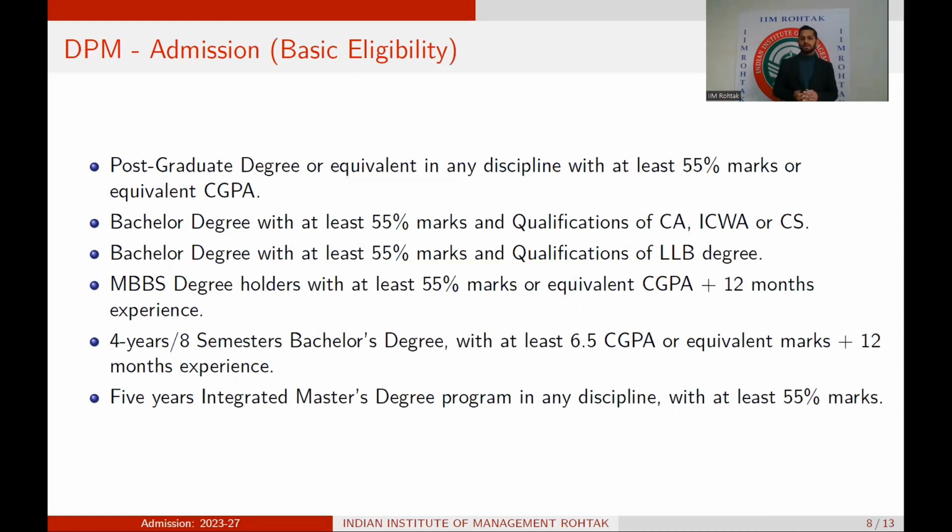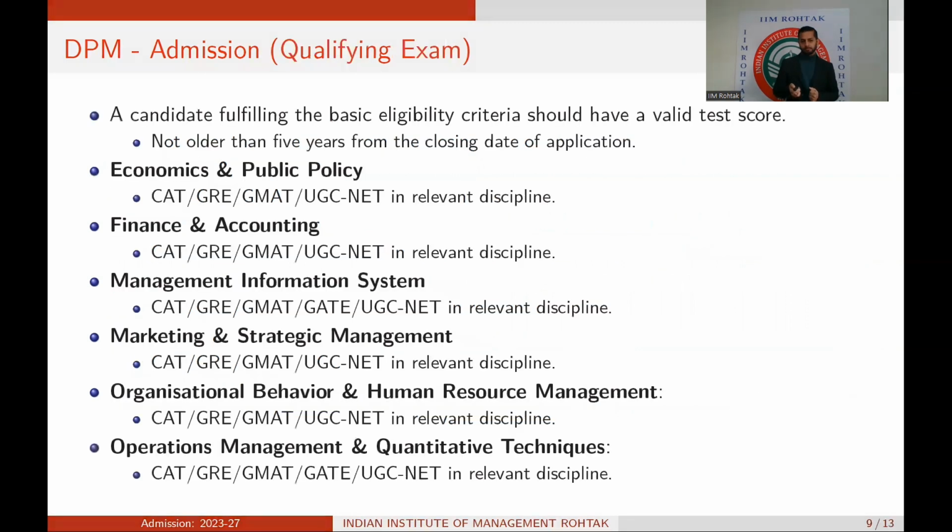For those candidates, the requirement is 55%, and also some experience after their degree, a minimum of 12 months. Similarly, if you have done your graduation in a 4-year 8-semester program, then the requirement is 6.5 CGPA, and also some experience is required, for example, 1 year after your degree. And similarly, if you have done your degree, for example, in integrated programme in management, then again there is a similar kind of requirement as far as these percentages. So these are the standard basic eligibility criteria if you want to come to IIM Rohtak as a PhD scholar.